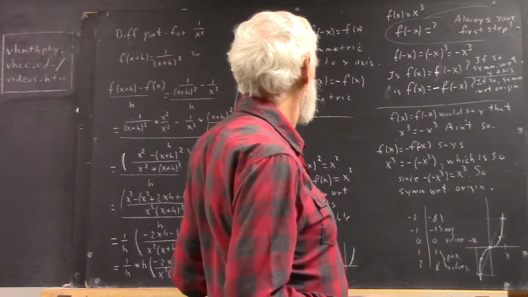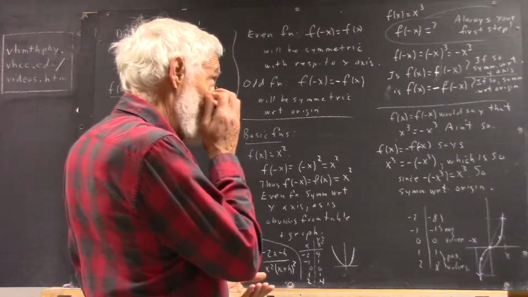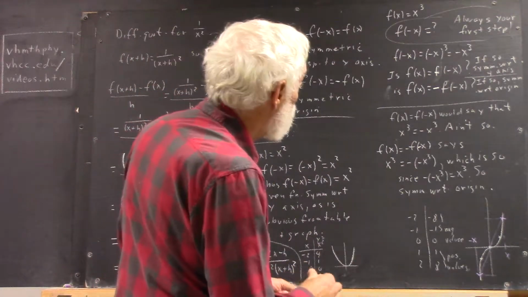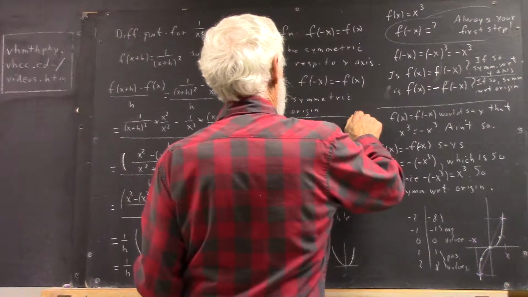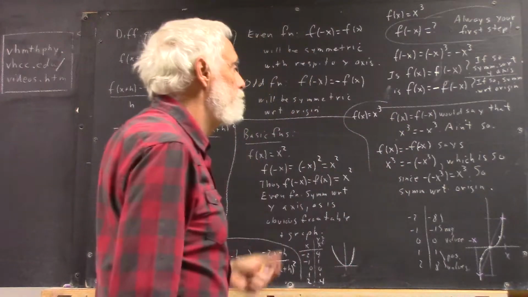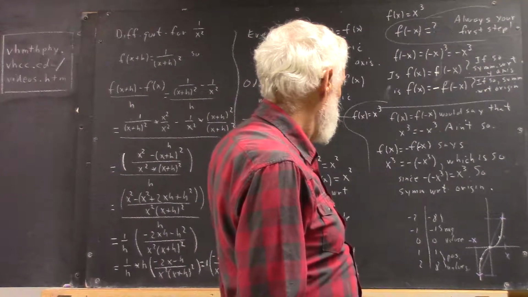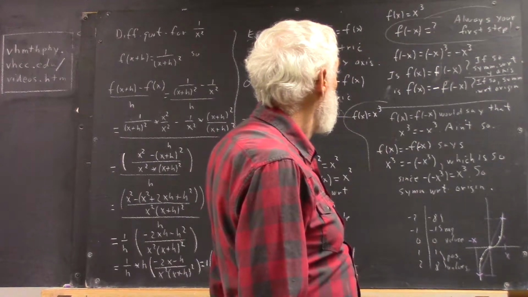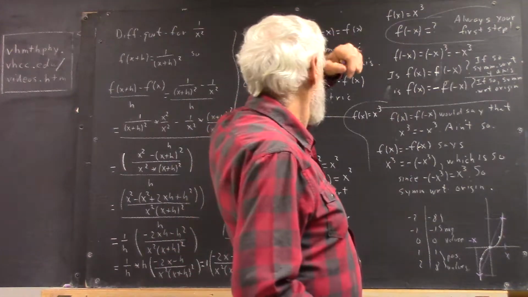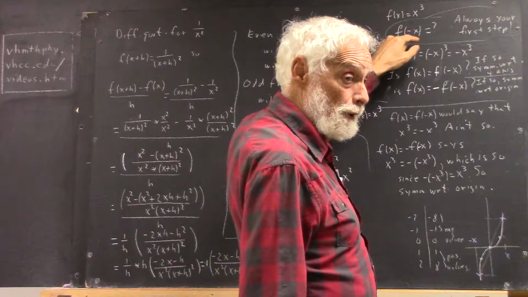Now we have f of x equal x cubed. Okay, let me just say if f of x equals x cubed, then, okay, let's start up here. Sorry. If f of x is x cubed, then what is f of negative x? F of negative x equals what?